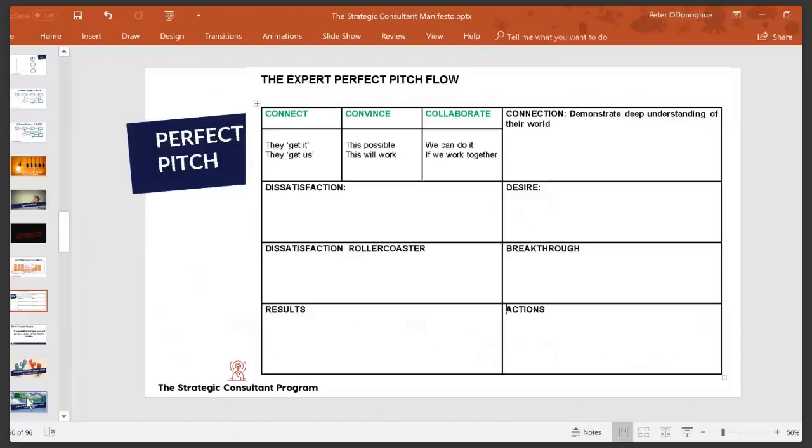And the connection, we're looking at demonstrating a deep understanding of their world. If you are not a specialist, you cannot create that deep understanding of their world. And of course, we then start off with the dissatisfactions, the big problems. What's costing them time, money, energy? What is their end state? What is their desire? If you've done your pain to glory exercise, you can tie this into your pitch really, really well. And then we take them on what's called a dissatisfaction roller coaster.